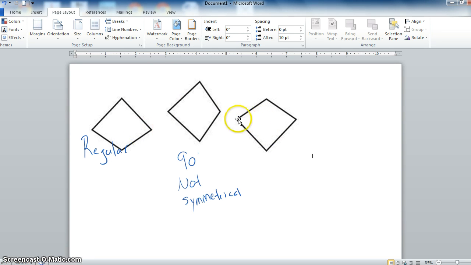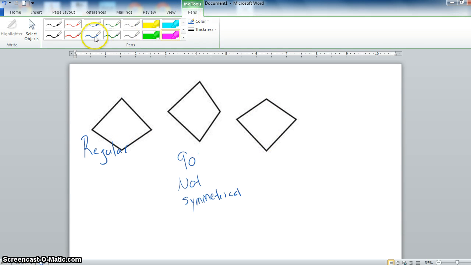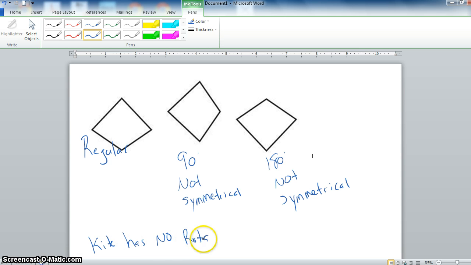Nope. Because the shorter points are on top here, the kite over here is regular and the kite over here is upside down, pretty much. That's the easiest way to explain it. So here's 180 degrees, and this is also not symmetrical. So you would say my kite has no rotational symmetry.